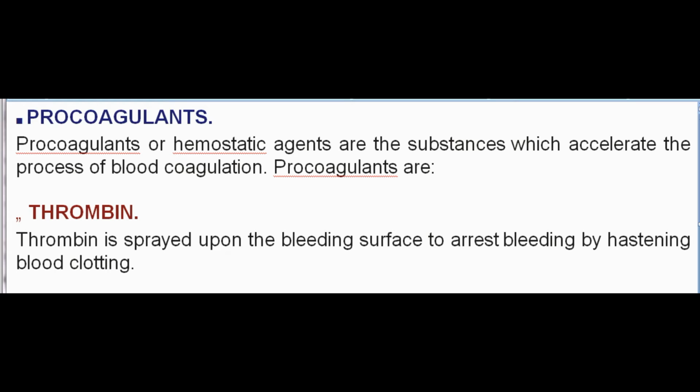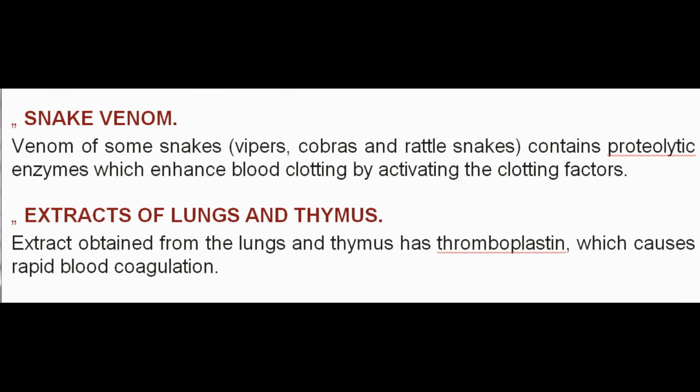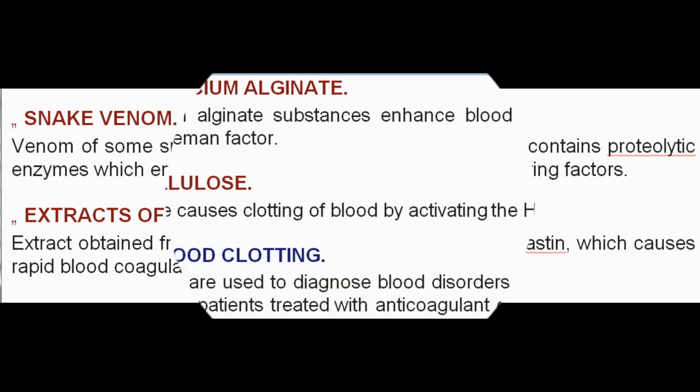Procoagulants or hemostatic agents are the substances which accelerate the process of blood coagulation. Procoagulants include thrombin, which is sprayed upon the bleeding surface to arrest bleeding by hastening blood clotting. Snake venom: venom of some snakes, vipers, cobras, and rattlesnakes, contains proteolytic enzymes which enhance blood clotting by activating the clotting factors. Extracts of lungs and thymus: extract obtained from the lungs and thymus has thromboplastin, which causes rapid blood coagulation.